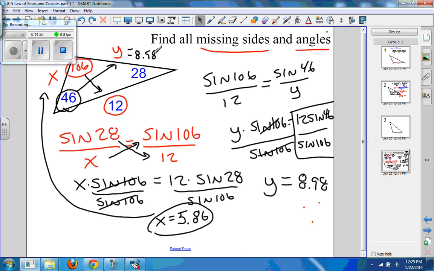One easy check you can do is the smallest angle should be opposite the smallest side. So the smallest angle here is 28, and the side opposite that is 5.86, which is the smallest side. The next smallest angle, 46, should be opposite the next smallest side, 8.98. And ultimately, the largest angle and the largest side should be opposites.